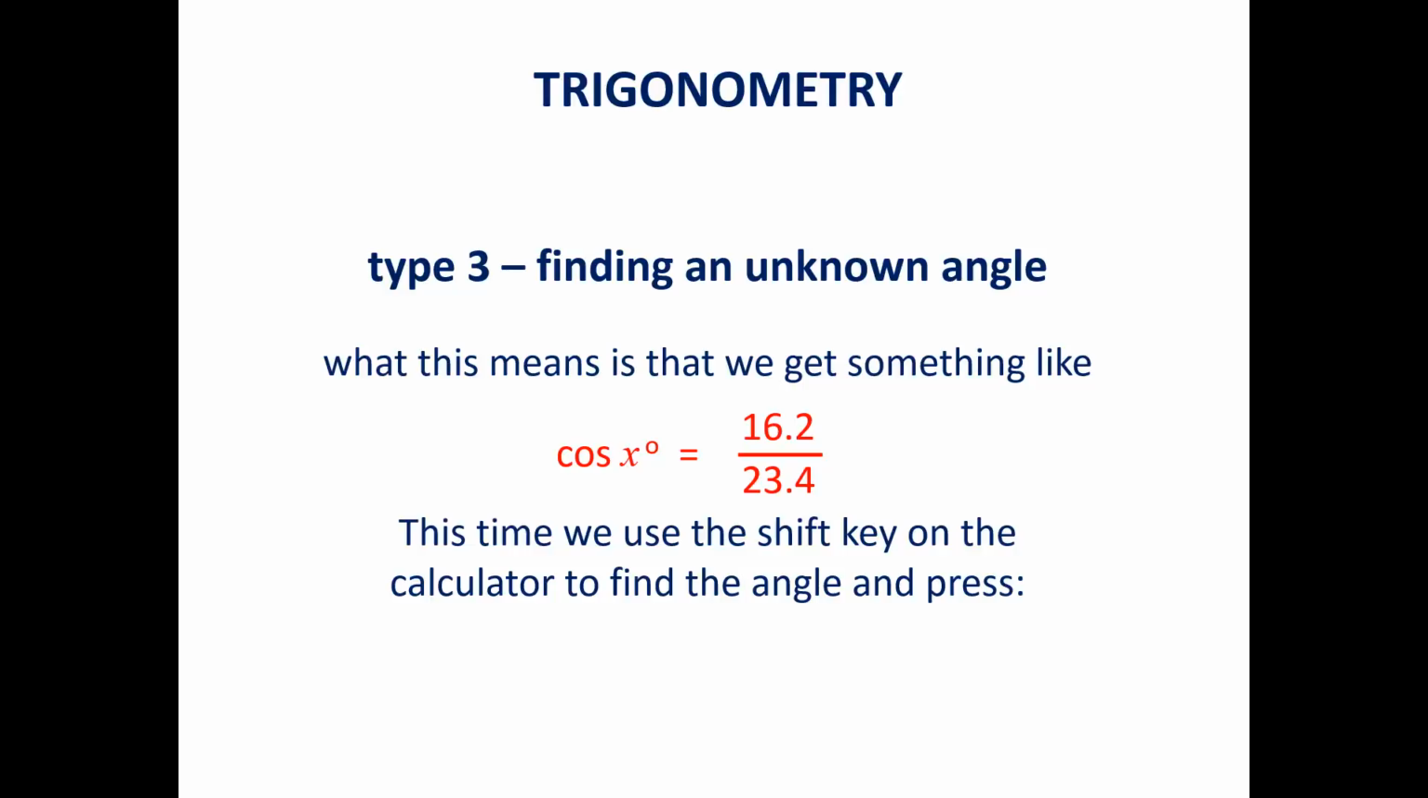There's two ways of doing this. The first way, we work out what 16.2 divided by 23.4 is by pressing the buttons and equals, and then we do shift cos answer equals, and that will give us the angle.